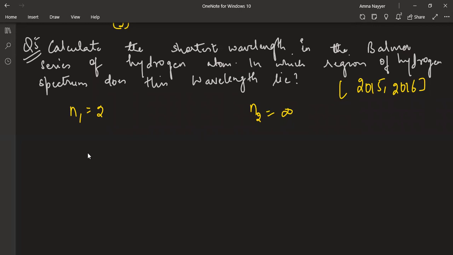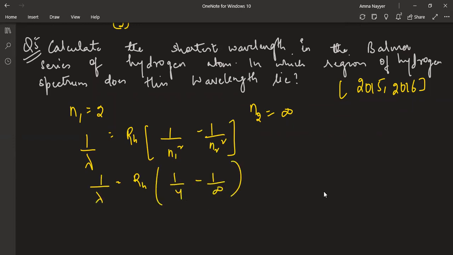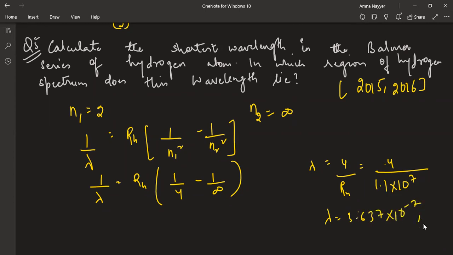Now your answer is direct. Use Rydberg's equation, because you have to find out the wavelength. So 1 by lambda will be the Rydberg's constant R times 1 by n1 square minus 1 by n2 square. So this becomes R times 1 by 4 minus 1 by infinity. So lambda will be 4 divided by the Rydberg's constant, that is 4 divided by 1.1 into 10 to the power 7. Directly use 10 to the power 7 only, that is also enough. So wavelength will be around 3.637 into 10 to the power minus 7 meters. This is the answer. Just check it once also. So this wavelength, if it is Balmer series, no need to even find out anything, it lies in the ultraviolet region. Note it down. Then text me done once completed.